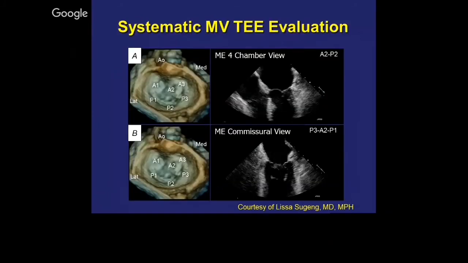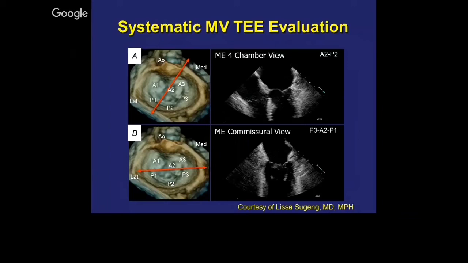So that is quickly in summary. What we just talked about is the 4 views that we really look for when doing the TEE. There is the 4-chamber view, which is here, and like you mentioned, there are the A2 and P2 scallops there. That's usually at about 0 degrees. There is the commissural view. That's the other one that we talked about, where you have the A scallops in the middle. It could be A2, and then you have P1 here to the right, and then you have the P3 to the left. Okay, that is the commissural view.